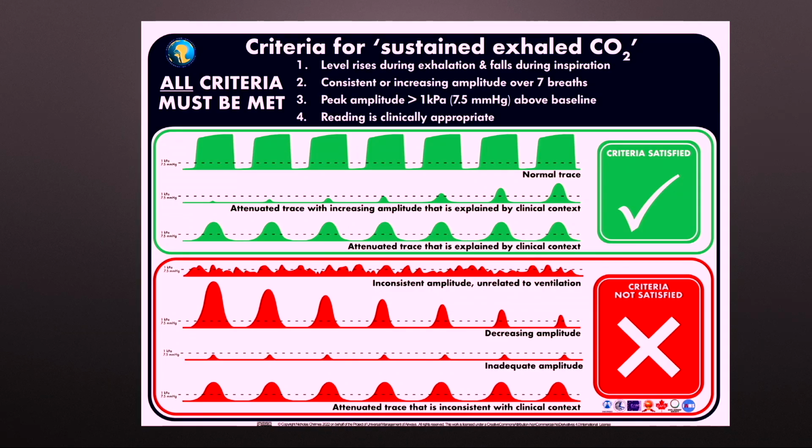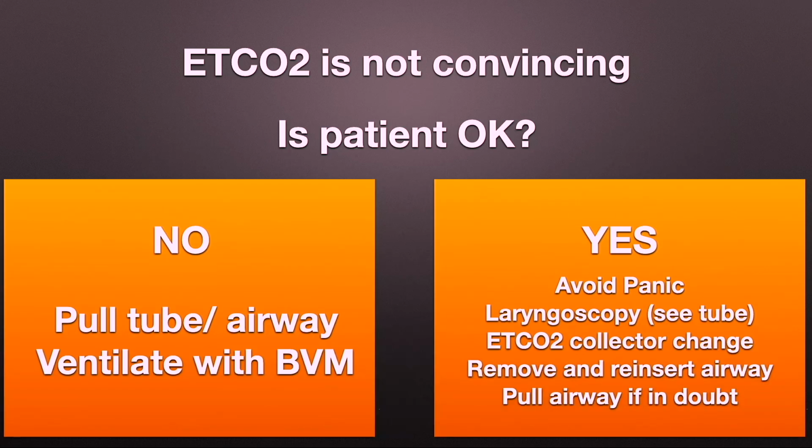If you satisfy those criteria, level goes up and down, looks like a normal waveform, stays the same over a series of breaths, makes sense for the patient, and is at least 7.5 millimeters of mercury in amplitude, then that's probably a good criteria, and you can say, yeah, tube's in the right spot, something else is going on, or not. If you don't meet that criteria, then you say, yeah, maybe it's not the airway itself, maybe something else is happening.